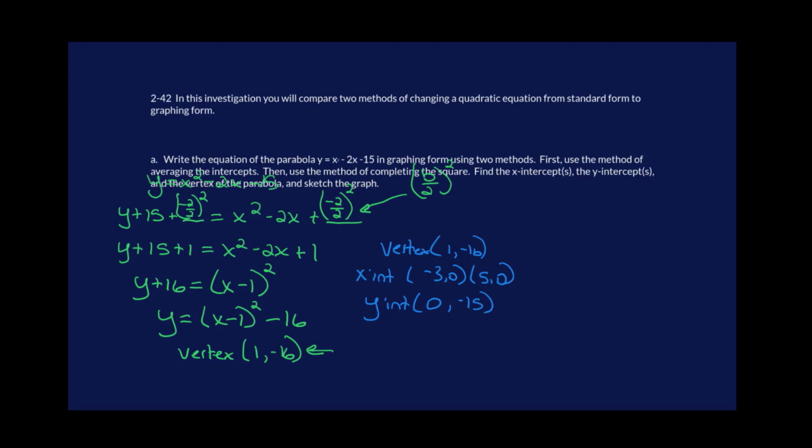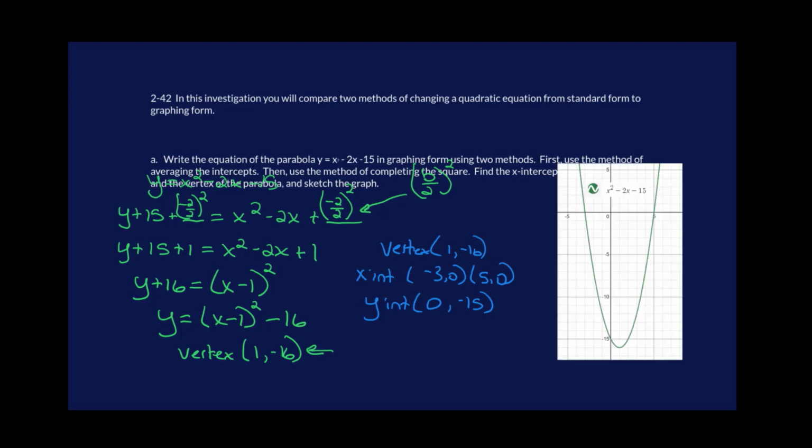And then last but not least, we're going to actually show you a sketch of the graph, and that will end the problem. So let me grab that. Okay, and so now what we have here is we've proven our (negative 3, 0) and our (5, 0). We have our vertex at (1, negative 16). We have our y-intercept at (0, negative 15). And that pretty much ends 2-41.